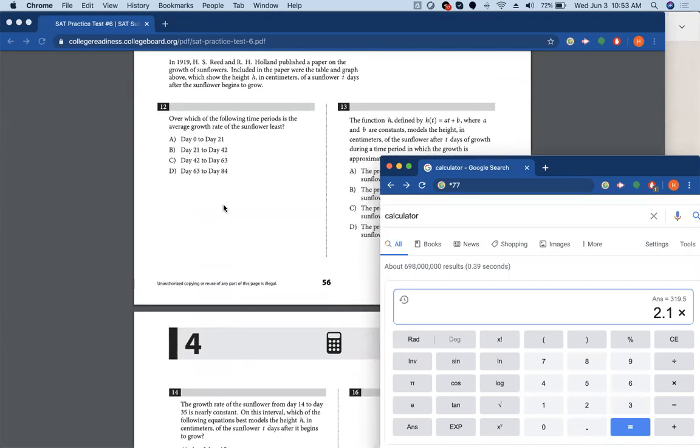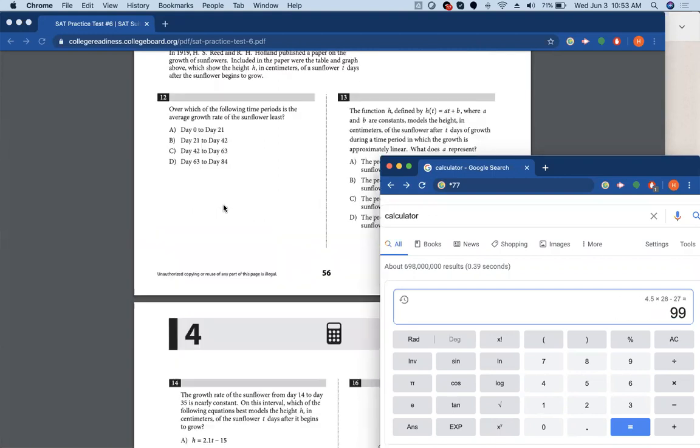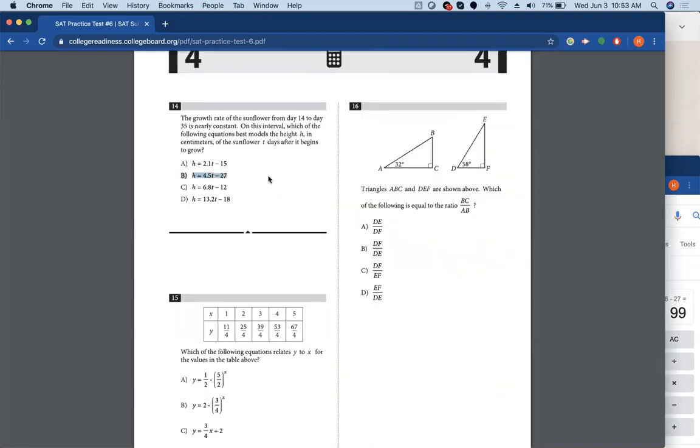2.1 times 28 minus 15 is 43. No. 4.5 times 28 minus 27. There you go, 99. Pretty close to 98. There we go. So the answer is B.